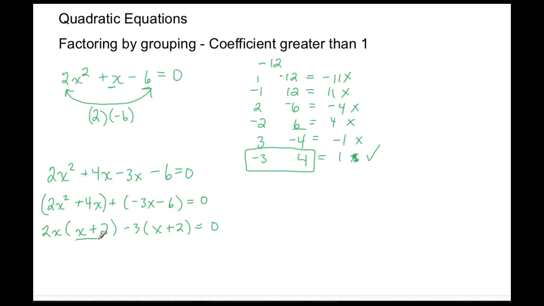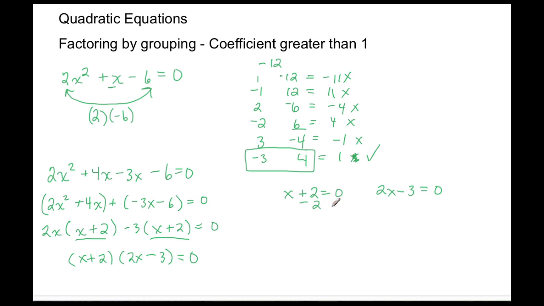Now at this point, I've got x plus 2 as a GCF for both of these terms, so I'm going to factor that out. On the first term, I'm left with 2x. And for my second term, I'm left with -3. And again, I set both of these factors equal to 0, because if either one is 0, that makes the entire equation 0, and that's what I'm looking for. So I'll continue here. x plus 2 equals 0, and 2x minus 3 equals 0.